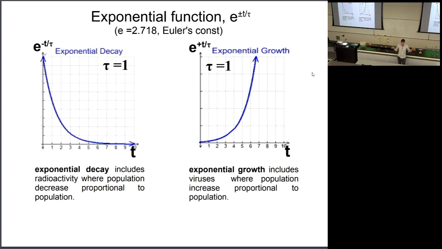Exponential decay, the classic example of exponential decay is radioactive decay. With radioactive decay, you have radioactive atoms or nuclei. They decay away in time with a rate determined by the current population. So the more of them there are, the more of them decay away. The less of them there are, the less of them decay away. That's exponential decay. So that's what exponential functions describe.